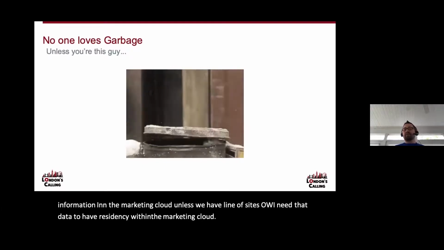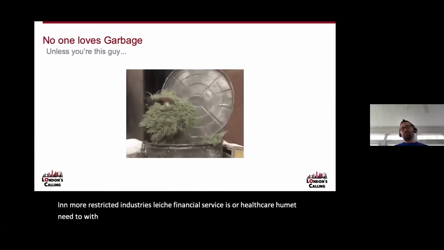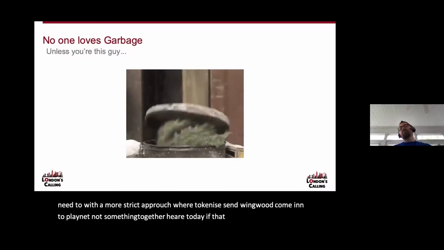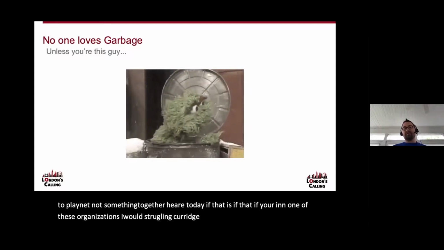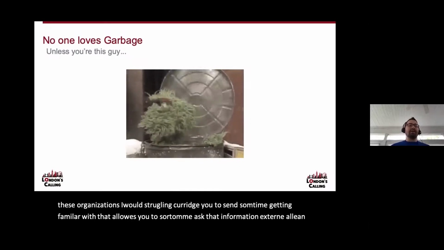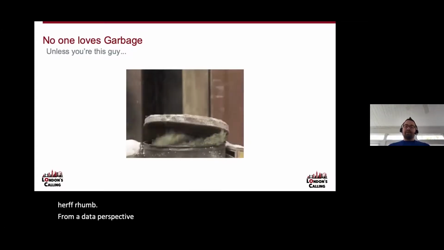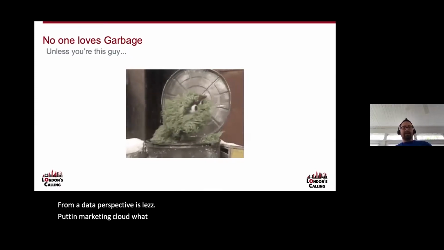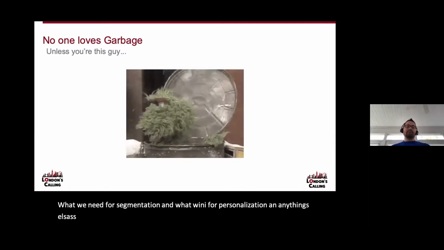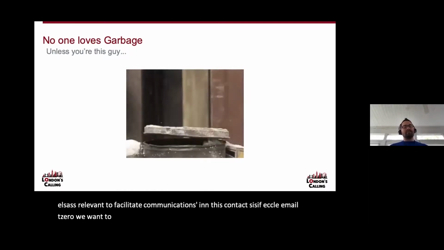In more restricted industries like financial services or healthcare, you may need a stricter approach where tokenized sending would come into play, and that's not something we're going to cover here today. If you're in one of those organizations, I would strongly encourage you to spend some time getting familiar with that. It allows you to mask that information externally and pull it in as needed. But the point from a data perspective is let's put in Marketing Cloud what we need for segmentation, what we need for personalization, and anything else relevant to facilitate communications, in this context specifically email. So we want to make sure we get the right information available.